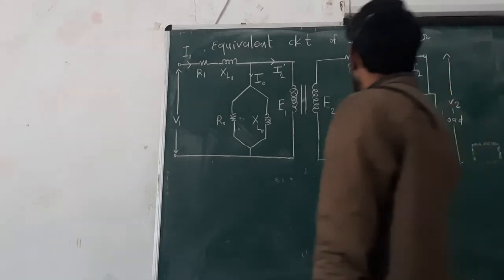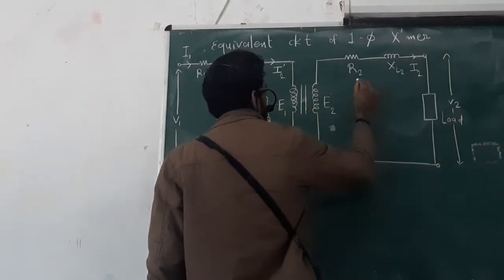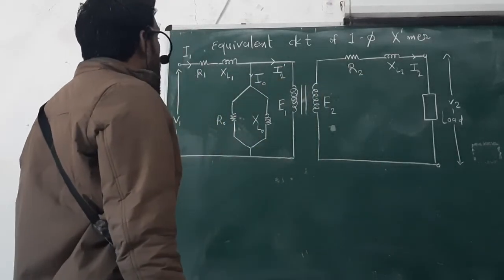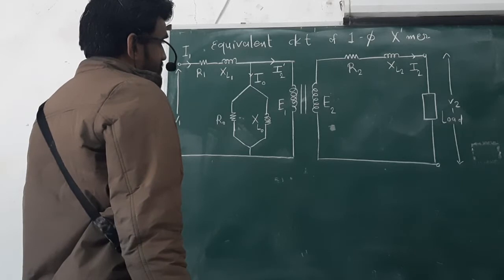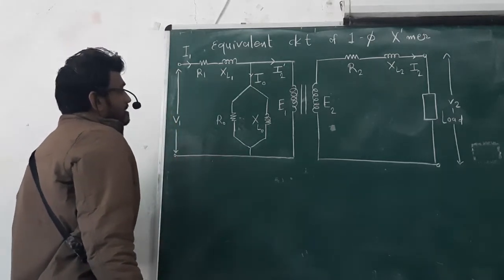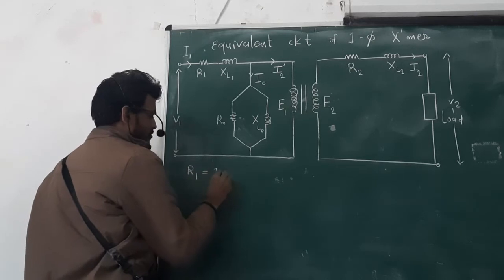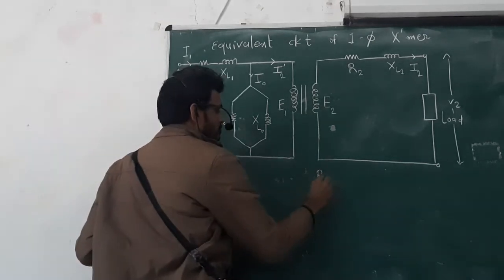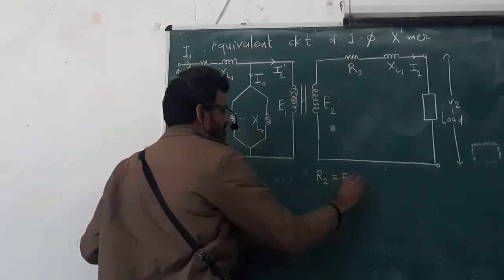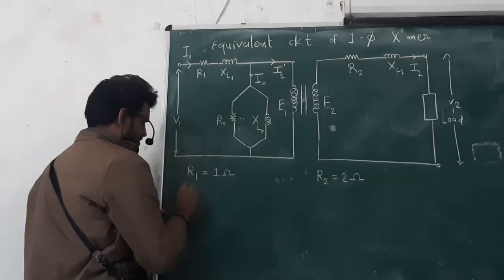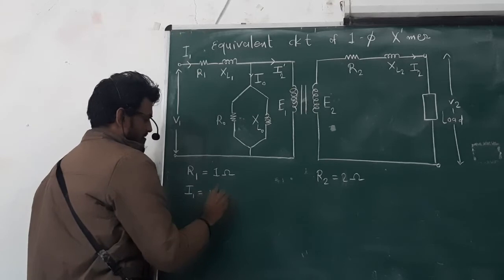Now I want to transfer this resistance to this side. Why would you do that? Because, let's say R1 is 1 ohm and R2 is 2 ohm. Okay, I1 on the primary is 10 ampere.